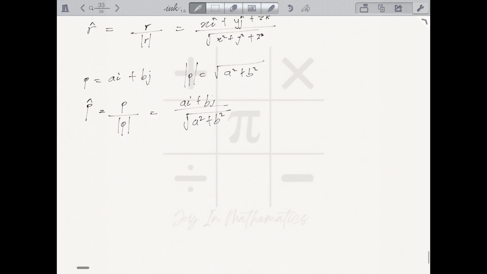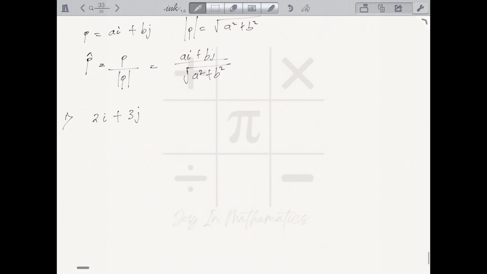Now let's take some examples. Question 1. We are asked to evaluate the unit vector of 2i plus 3j. So now you can pause the video, give it a trial, and let's see what you have. All right, let's continue. So 2i plus 3j is a two-dimensional vector. Let's call this vector A. To evaluate the unit vector, that is A with a cap, it will be equal to the vector itself divided by the modulus of the vector.